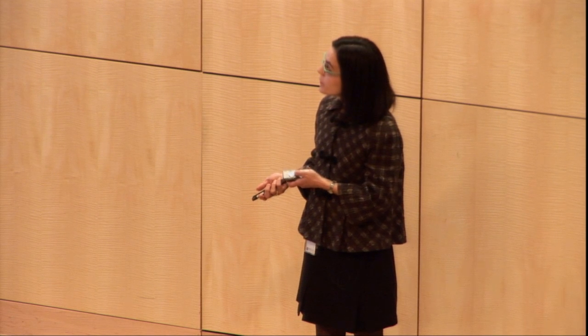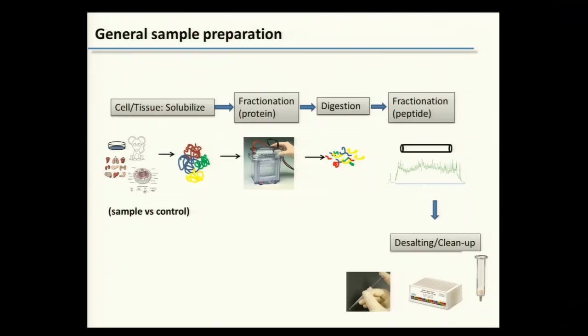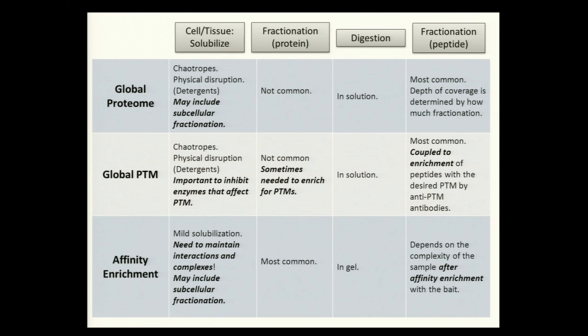And with that, okay, so we're going back to what the steps are. Solubilize, fractionate at the protein level if necessary, digest into peptides, fractionate at the peptide level, clean it. Reduce the complexity, make sure you're not suppressing ionization. And for each of these three types of experiments, you might have different things.